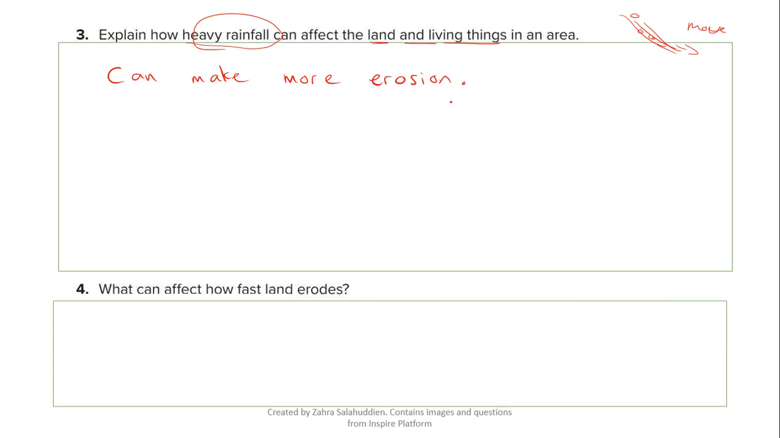It can also destroy animals' homes. So they ask you, how does it change the land? It can make more erosion. This is how it changes the land. Now let's speak about the living things. If you cannot spell the word destroy, you can use the word break. It can break animals' homes and the place they get their food, we call this their food source. Okay, so heavy rain can make more erosion, can break animals' homes and food sources.